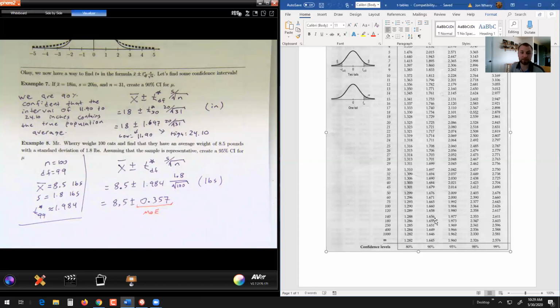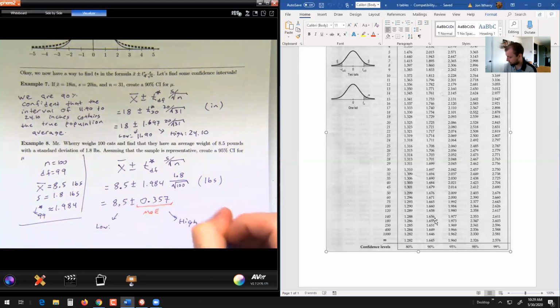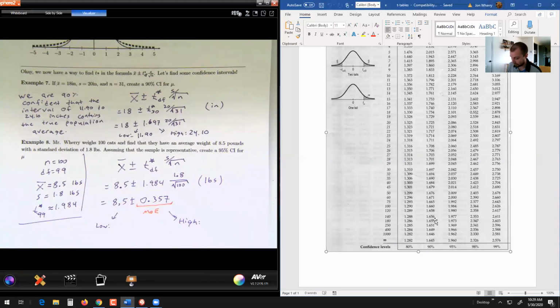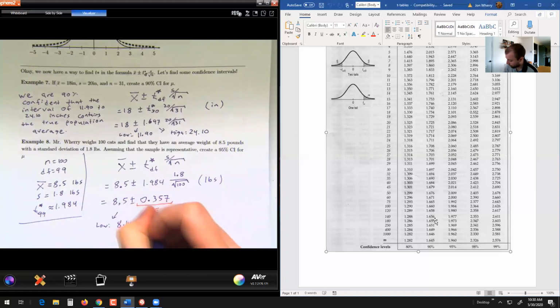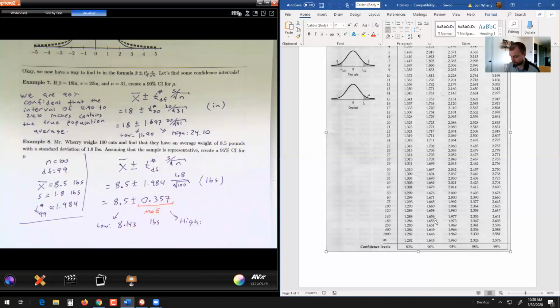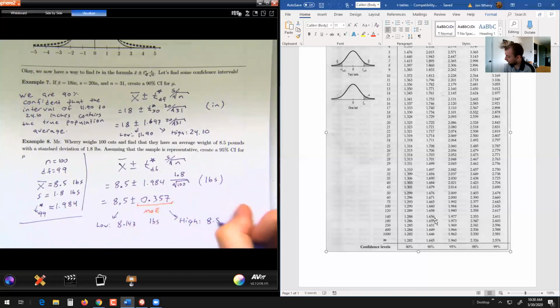So I could already write a sentence out for what's going on for this problem. I am 95% confident that the average weight of cats is 8.5 pounds, give or take 0.357 pounds. Let's go ahead and just use this though to come up with a low value and a high value. So 8.5 minus 0.357. So I have 8.143 lbs. I'm taking that same interval and changing a minus to a plus. I have 8.857 units lbs.